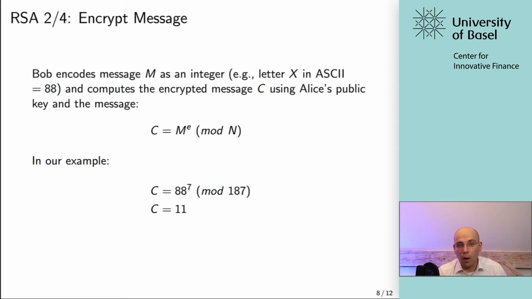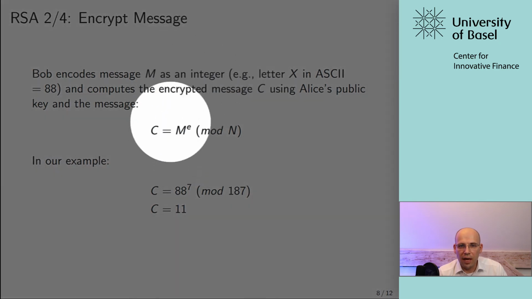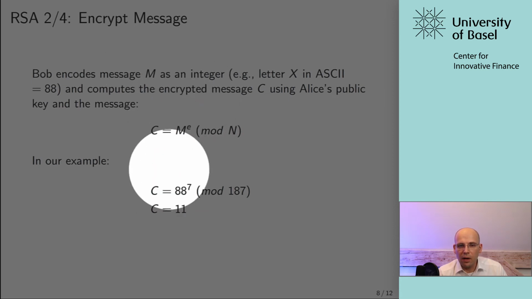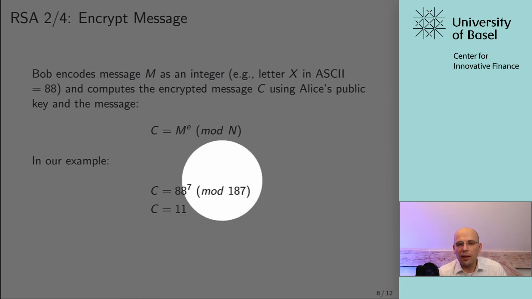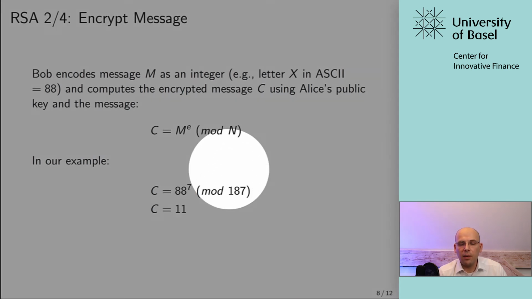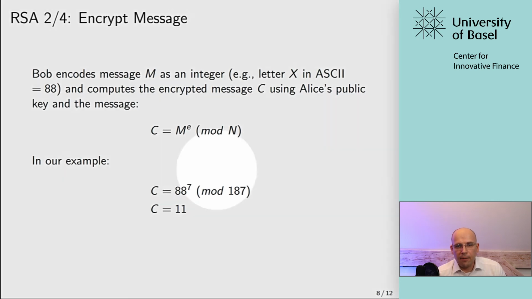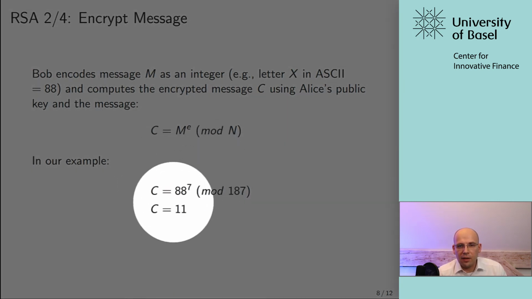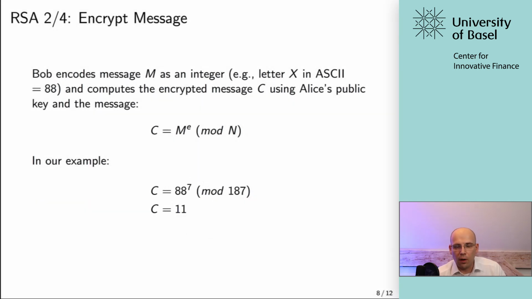We just say our message is X, and now we're going to compute the cipher C, so the encrypted message, and we're going to do that with M. So our message value, which is 88, to the power of E, which is to the power of 7, mod n, and you recall n in our example was 187. When you compute that, 88 to the power of 7 mod 187, you end up with 11. That would be our cipher, our encrypted message.